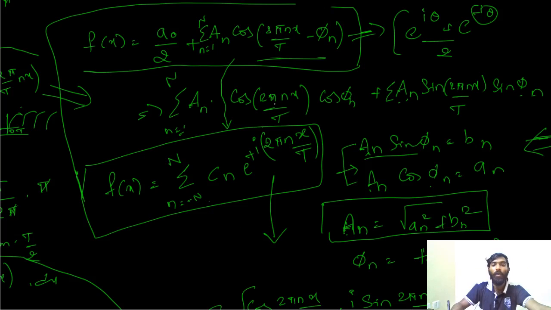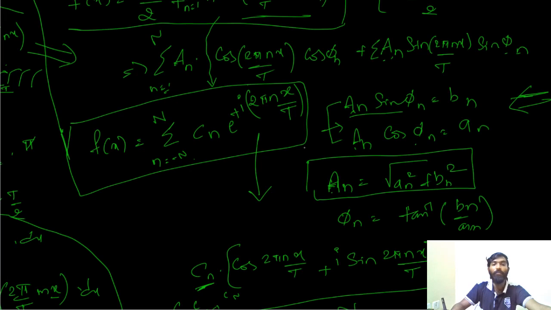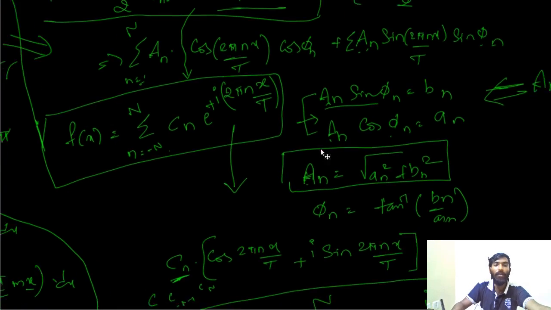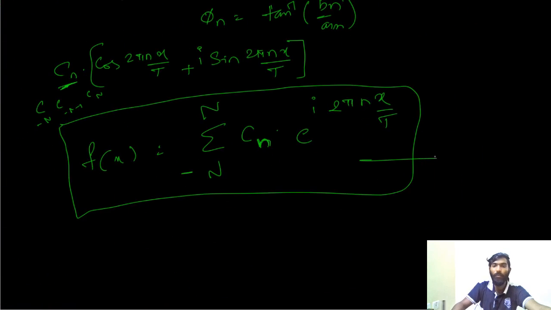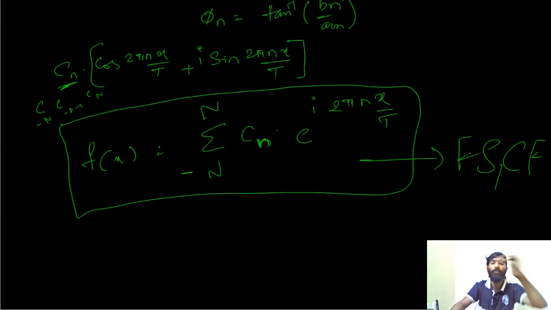And this is also true for complex valued functions f of x. If my f of x is returning complex numbers, my Fourier series can also be represented like this. So this equation is a generalized Fourier series representation in the complex form.